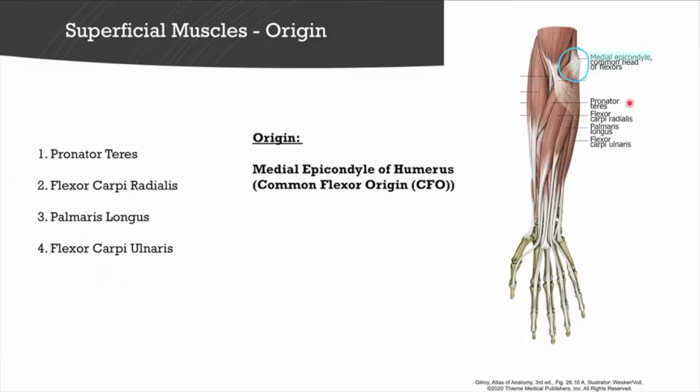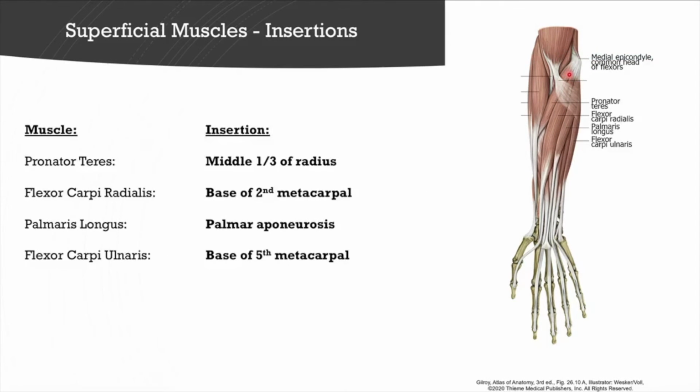I'm Carling, and I'm going to start by talking about the superficial muscles of the anterior forearm. So there are 4 of these muscles: pronator teres, flexor carpi radialis, palmaris longus, and flexor carpi ulnaris. All of them share a common origin at the medial epicondyle of the humerus, also known as the common flexor origin. Pronator teres travels diagonally to insert on the middle 1/3 of the radius.